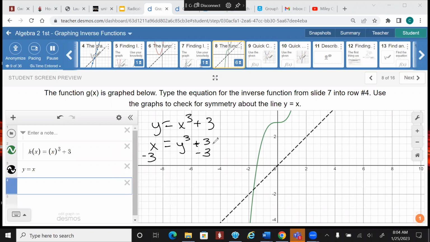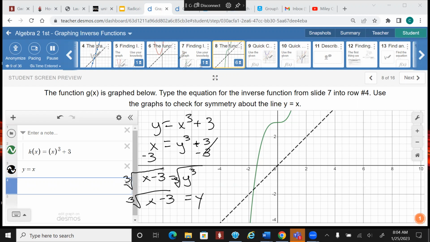Okay, subtract 3 from both sides. And so it's going to give me x minus 3 equals y to the third. We get this third power. How do we get rid of a third power? Take the cubic root. Yay. Okay, so the cubic root of x minus 3 equals y.